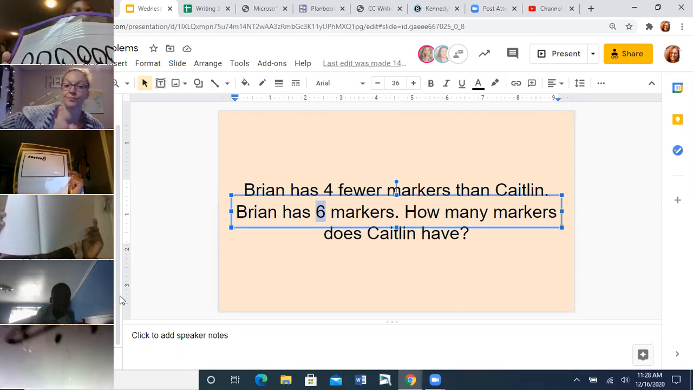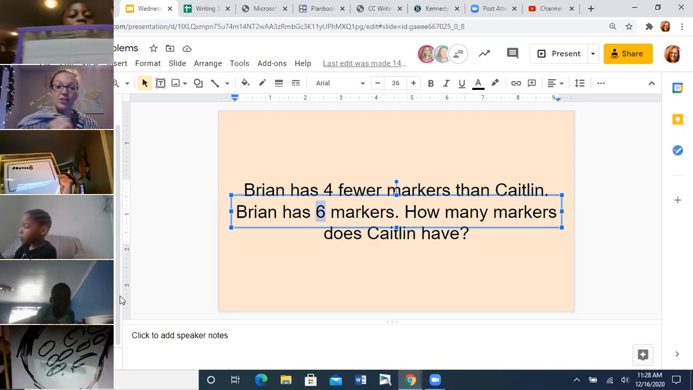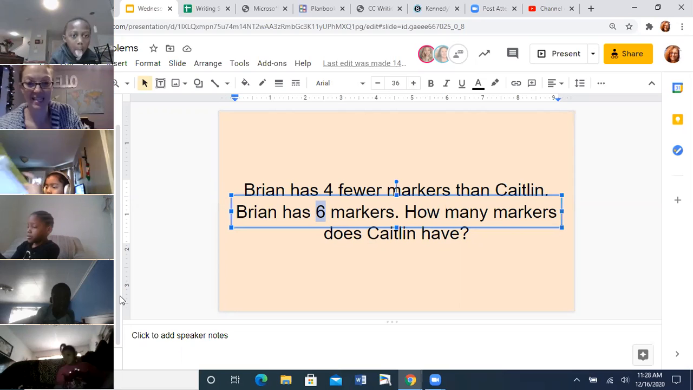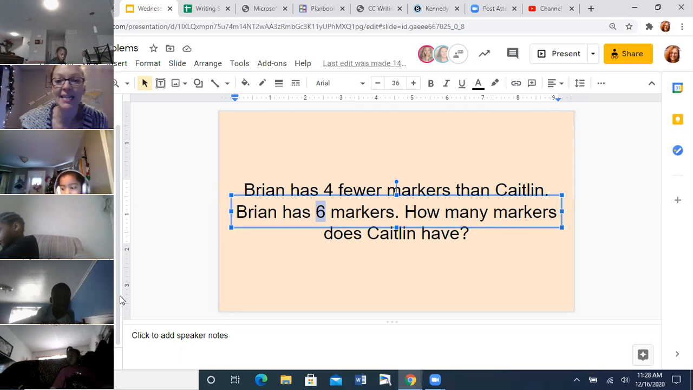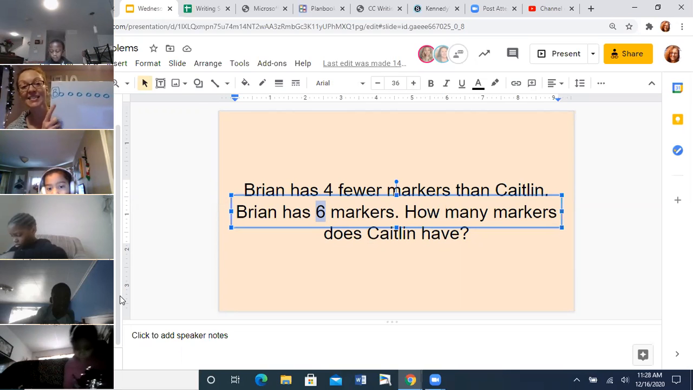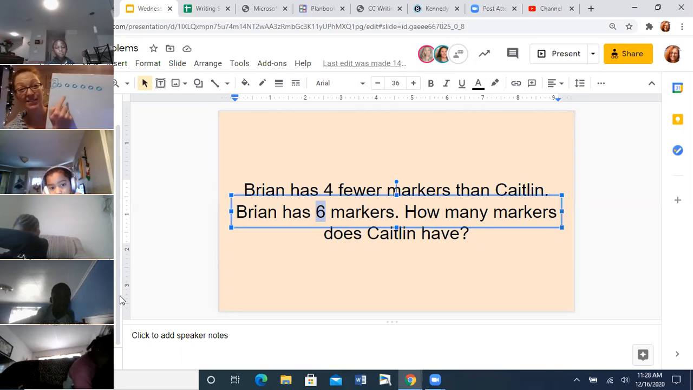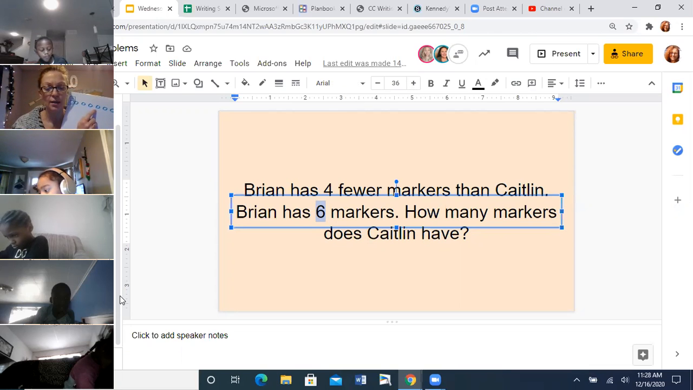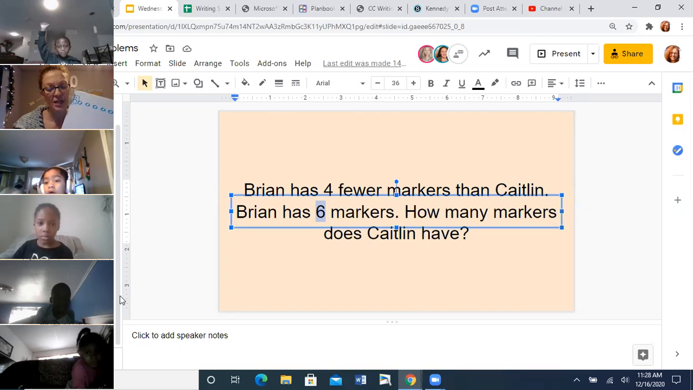Okay, now, Prince said subtraction, and usually fewer means that. But I want you to listen carefully because this is a tricky one. I'm ending on something tricky. So Brian has 6, but this right here, look at these 6. This is 6 fewer than Caitlin. So if Brian has fewer, that means Caitlin has what? If Brian has less, Caitlin has, Jalen?